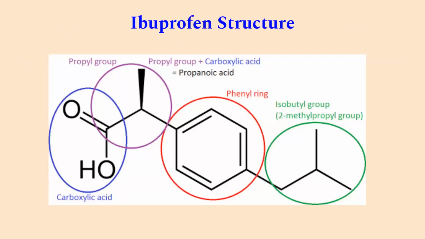Here is the structure of ibuprofen. Ibuprofen has two functional groups, a carboxylic acid group, which is circled in blue, and an aromatic phenyl ring, which is circled in red. Also, this molecule has been labeled, breaking down the IUPAC name of the molecule. As you can see, we have a propyl group plus a carboxylic acid, which will create a propanoic acid. We have the phenyl ring, and we also have the isobutyl group in green.